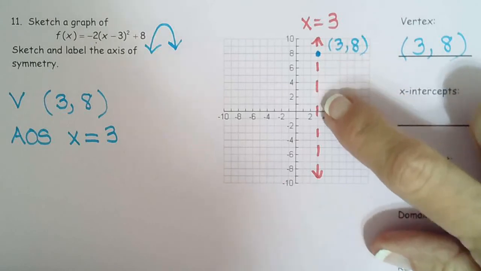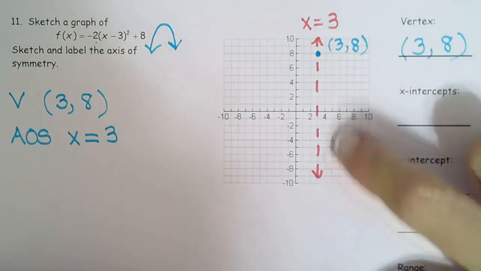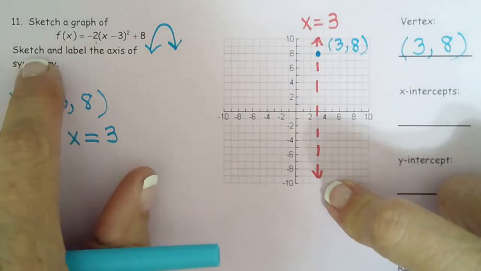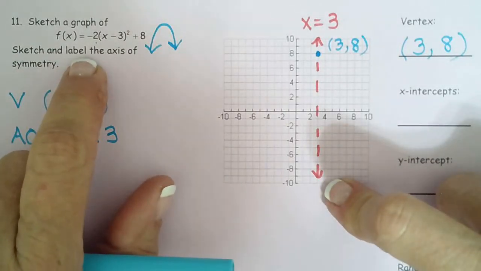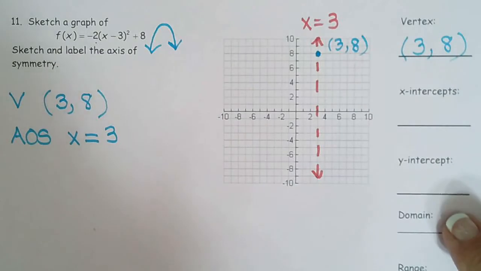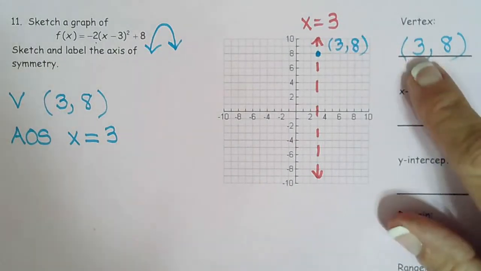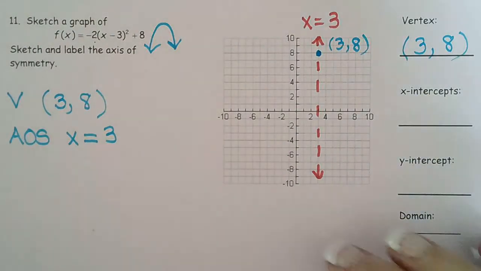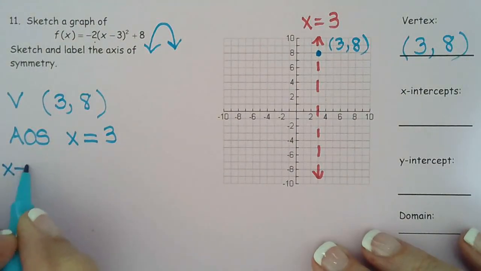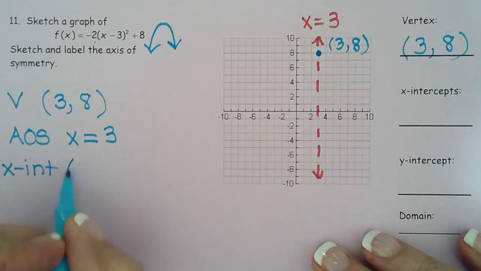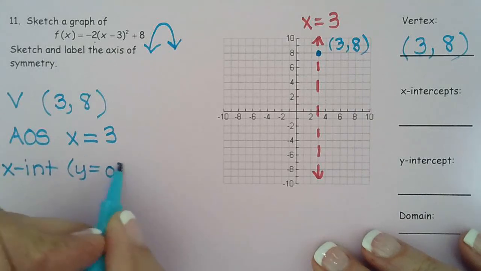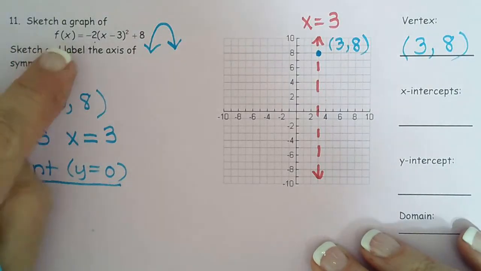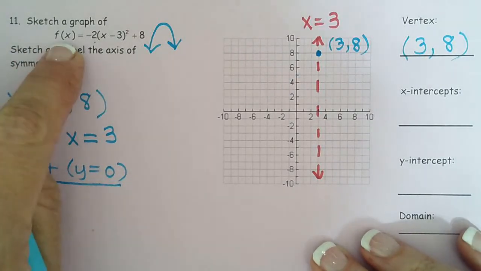We drew in the axis, or we're drawing it in as the video ended, but it not only says sketch, it also says label. So that's why I put the x equals 3 there. We've got the vertex over there, so now we're ready for X-intercepts. We did a lot of work on X-intercepts in our notes. X-intercepts mean make y 0. And as hopefully you all know, f of x is your y, so you turn that into 0.